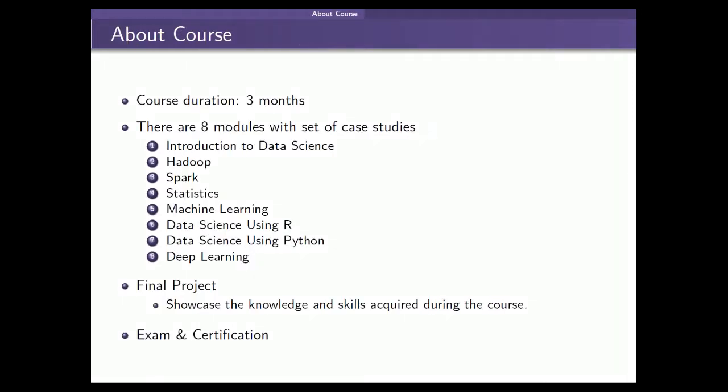And finally, I just want to talk on the course as I have discussed with you. So you need 6 skills. That means programming, statistics, and then machine learning. And there are two important languages, R and Python. And nowadays, the industry is also looking for knowledge in deep learning. So there are 8 modules in this course.